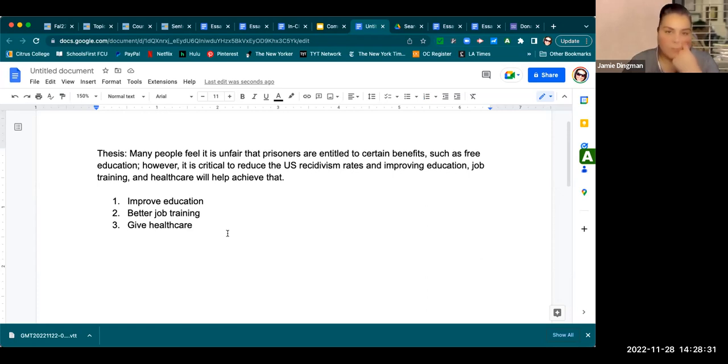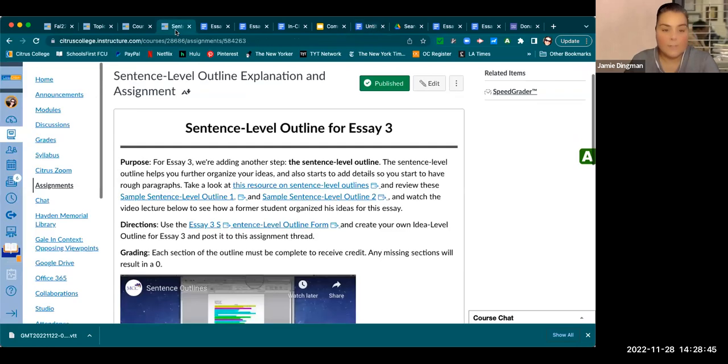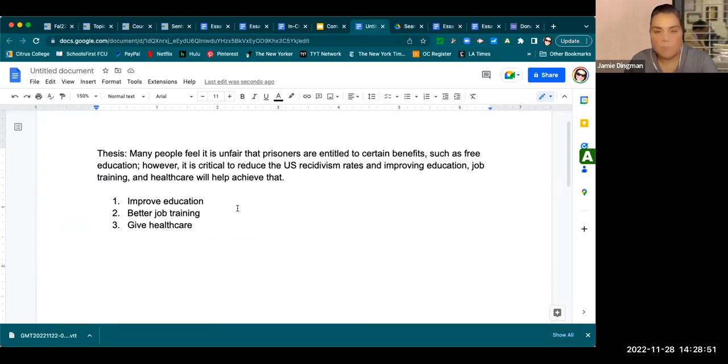What your basic idea level outline is. And we did the idea level outline for serial, right? Where I just said, just put down the ideas that you're going to have in these paragraphs. For a sentence level outline, it's made of complete sentences. So it's not just what you saw here with just ideas. It's actually going to be sentences.